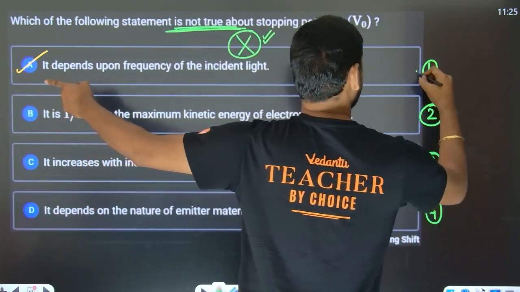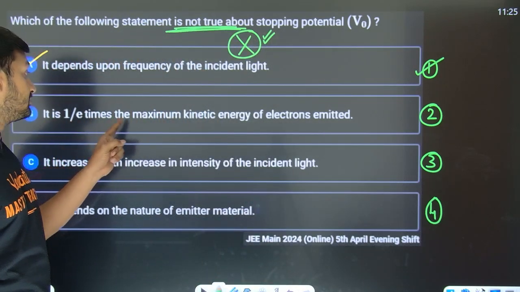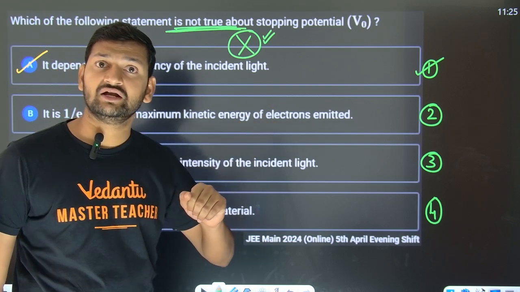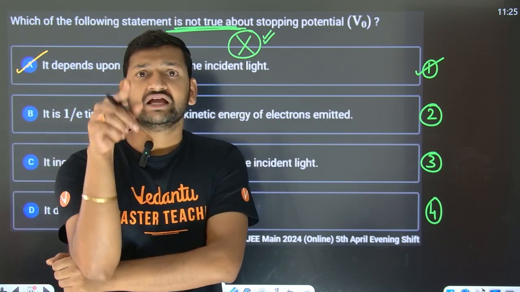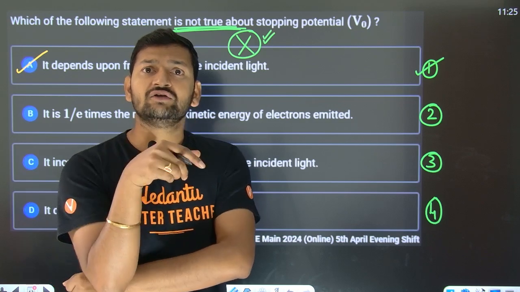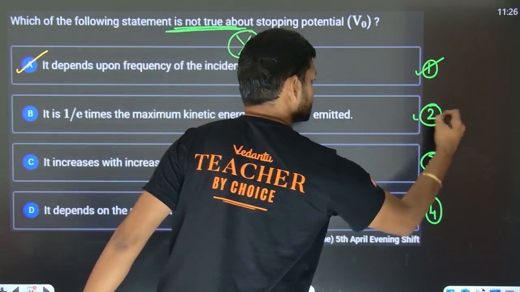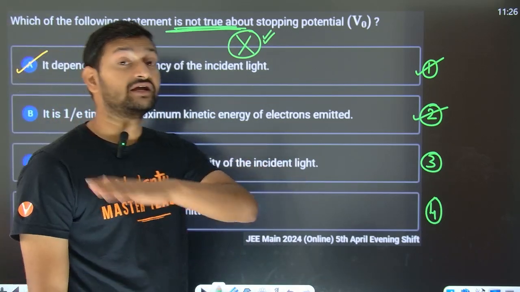Is option 1 correct? Yes. Now, it is 1 by e times the maximum kinetic energy of the emitted electrons. Yes, maximum kinetic energy is e times V naught, right? So V naught will be Ke by e, or not? Yes, the second option is also correct. It increases with increase in intensity of the incident light.